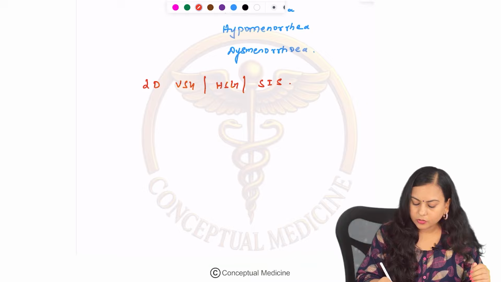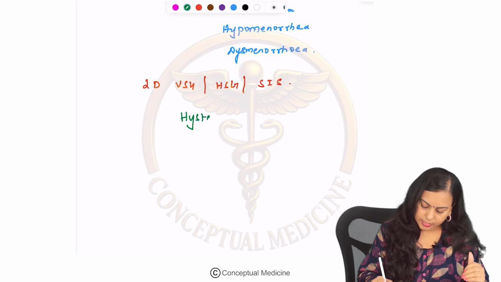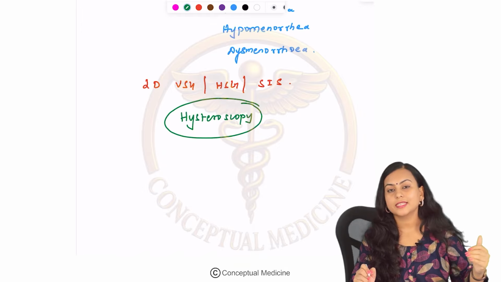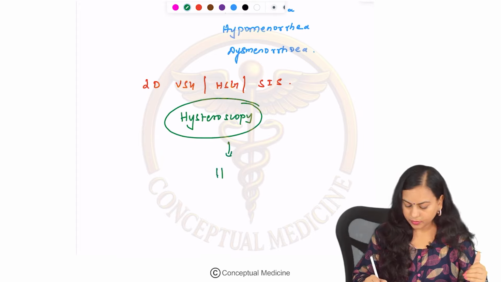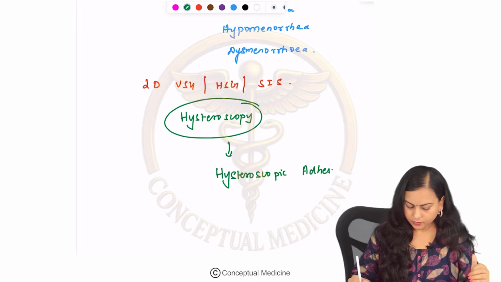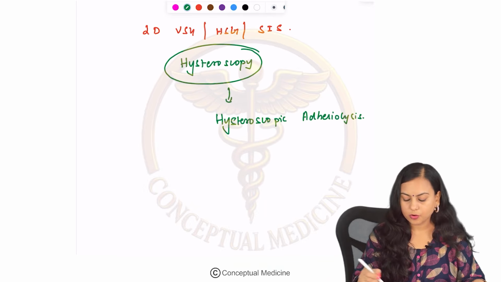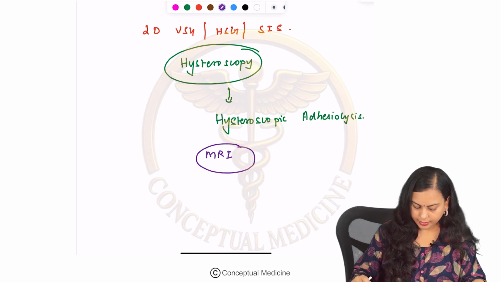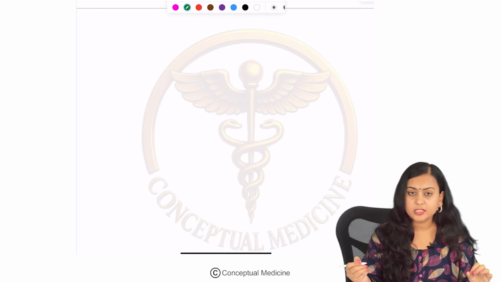Okay, however, the gold standard investigation for Asherman syndrome is going to be hysteroscopy, because when you do hysteroscopy, it is not only going to investigate the Asherman syndrome, we can also treat it simultaneously. That is, you can offer them hysteroscopic adhesiolysis. Okay, so even if by hysteroscopy you are not able to make it, then you can go for MRI. Clear? Right. Now Asherman syndrome can be divided into 3 types.